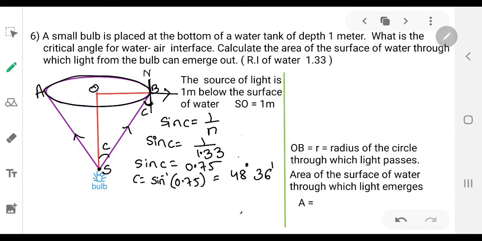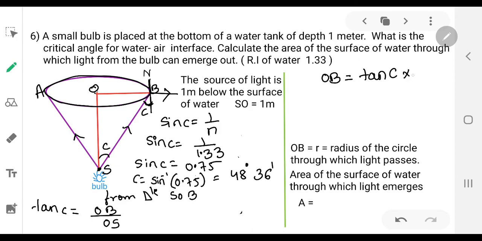Now look at this triangle SOB. From the right angle triangle SOB, we can write the equation for tan C. Tan C is OB divided by OS. From this you can write OB is equal to tan C into OS.